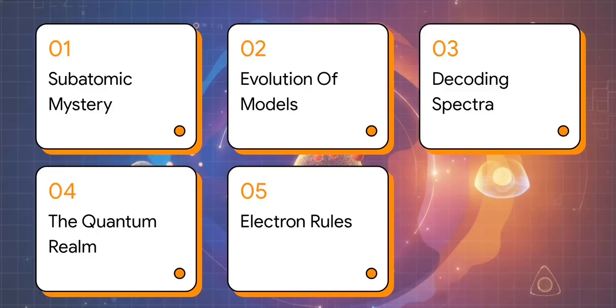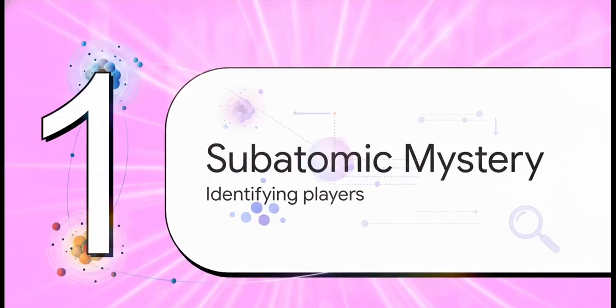So, here's our roadmap for today's explainer. We'll start with unlocking the subatomic mystery, then watch the rapid evolution of atomic models, decode the secrets of spectra and radiation, cross over into the bizarre quantum realm, and finally, land on the exact rules for electronic configuration. Let's start with Section 1, Unlocking the Subatomic Mystery, Identifying the Hidden Players.